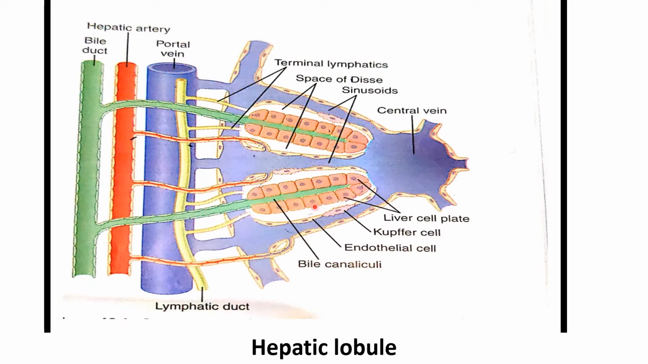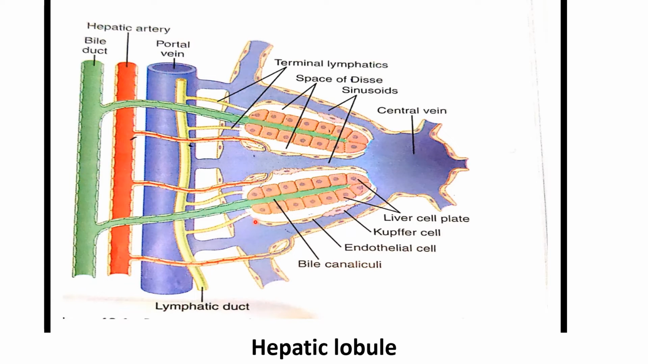This space of Disse has great importance here because it helps in exchange of products between the cells as well as the blood. And when extra fluid is present, the spaces of Disse drain the extra fluid into lymphatics, and then from the lymphatics into the lymphatic duct. In this way, they help in exchange.